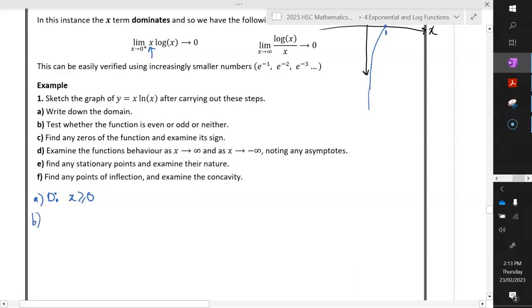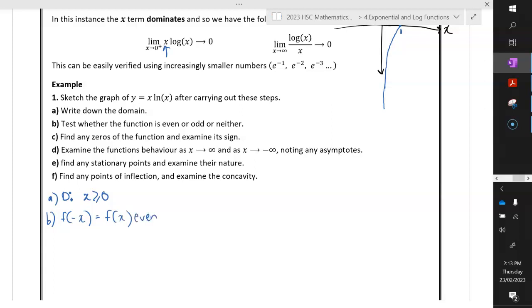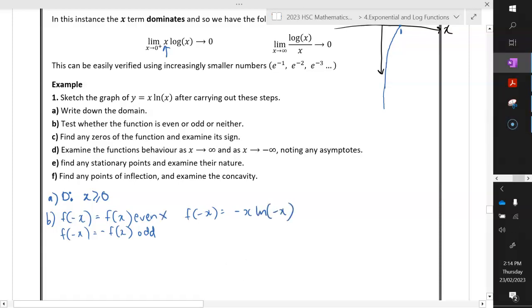Part B, testing whether a function is either even, odd, or neither. Great revision of this here, guys. So we're always popping in f of minus x. And if f of minus x equals f of x, we're even. If f of minus x equals minus f of x, we're odd. If neither of those work, then we are neither even nor odd. Now our function is x log of x. So if we're popping in to find f of minus x, we're going to have minus x log of minus x, which is not even. So we're definitely not even.